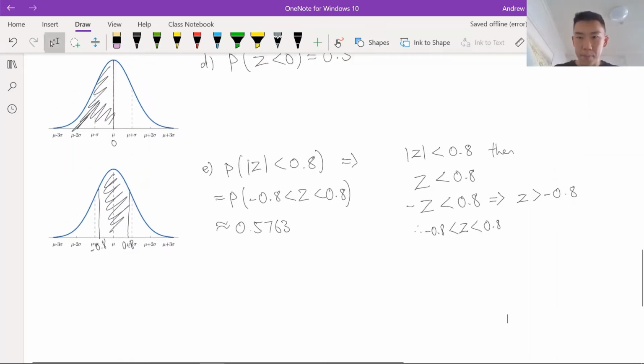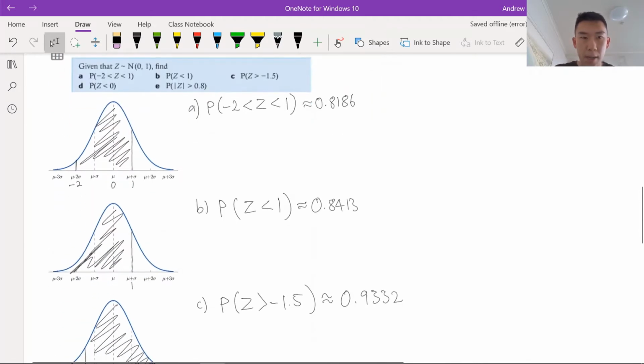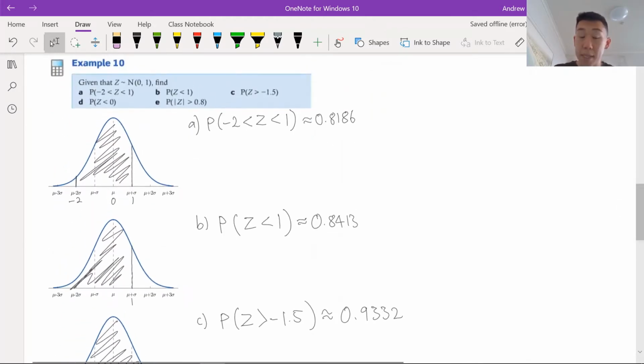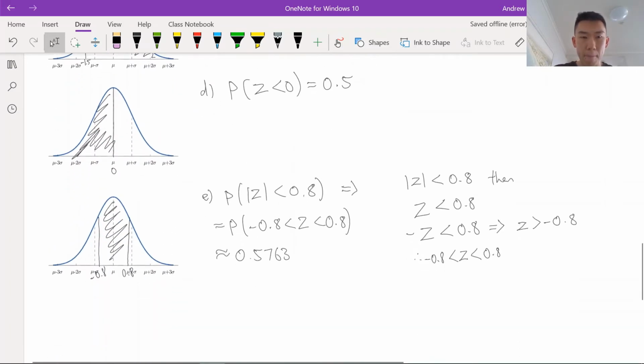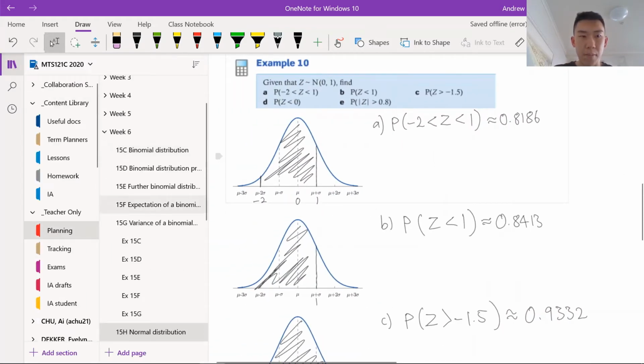So that starts you off with how to apply a standardized normal distribution and to find some simple probabilities. When you do this, always draw a sketch. It really helps visually. Alright, let's keep going.